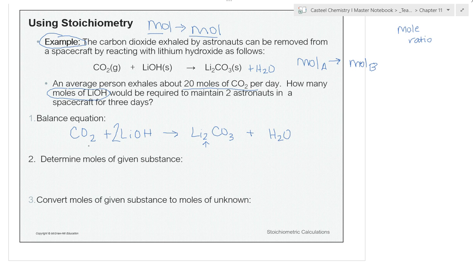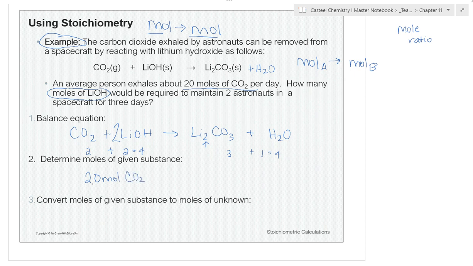Last but not least, let's look at our oxygens. I've got 2 here, and I've got 2 from the LiOH, so I've got 4 total on the left. Then I've got 3 here, and I've got 1 here, so I've got 4 total on the right. So we're good. This is balanced. It just needed a 2 in front of LiOH. Next, determine the moles of a given substance. So we already know that. It's given to us in moles, thank goodness.